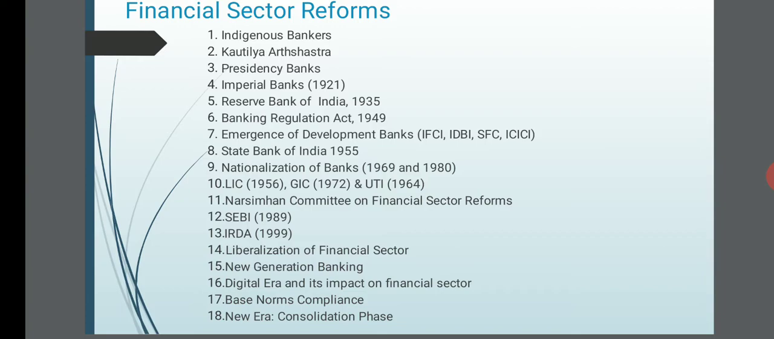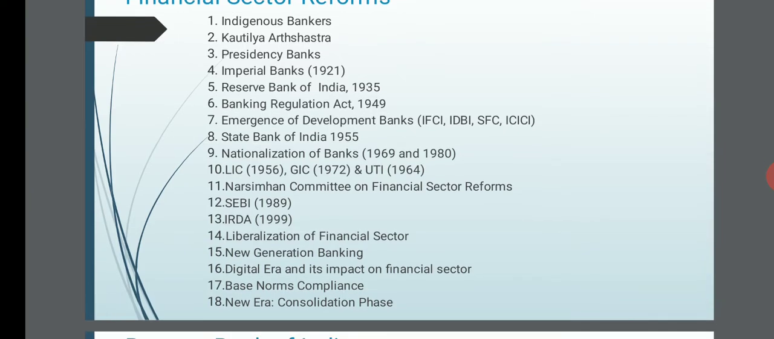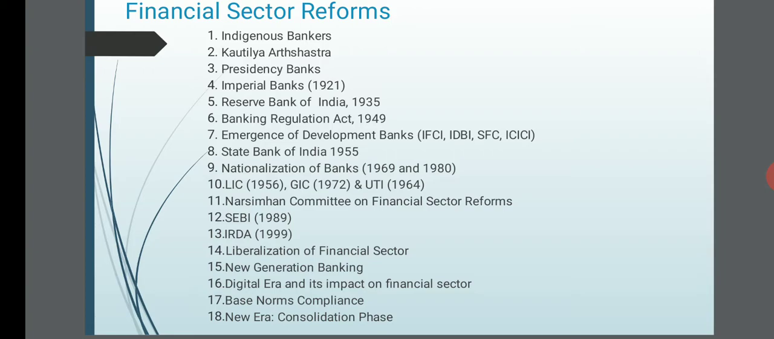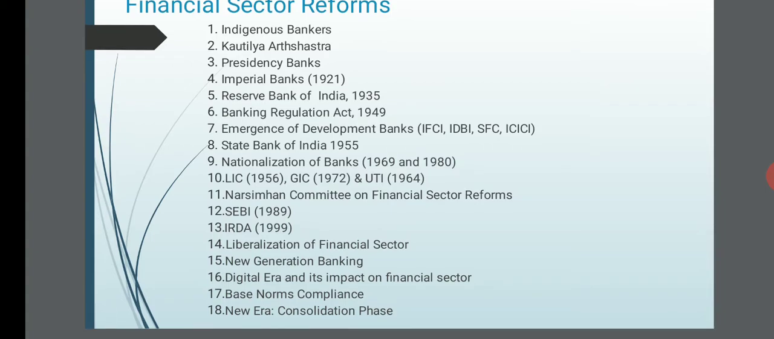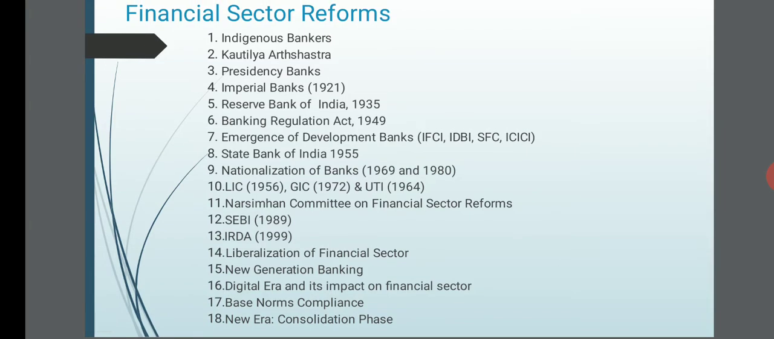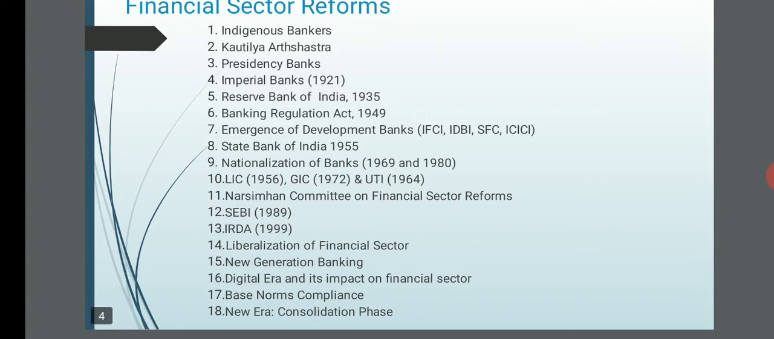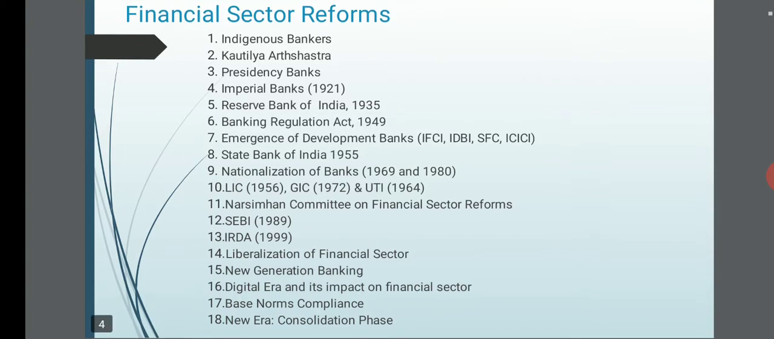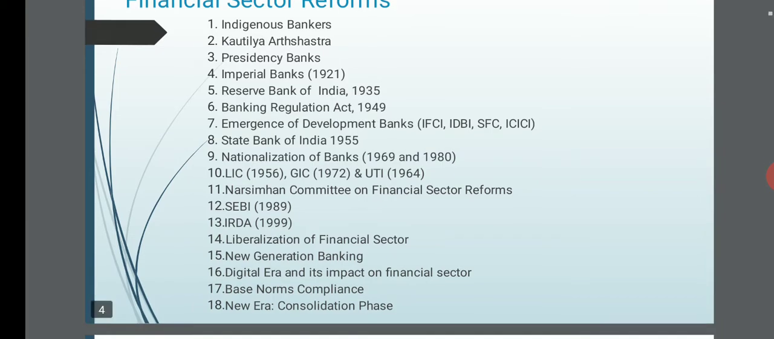Digital era and its impact on the financial sector. Now, banking moved from door-to-door banking to digital banking. Net banking took the main stage. Basel norms compliance. According to Basel norms, the capital has to be maintained according to the risk-weighted assets carried by the bank. And the new era is the consolidation phase, which is the present phase, where various institutions are merging together to become more fundamentally strong. So these are the 18 stages in which the financial sector reforms in India can be divided.